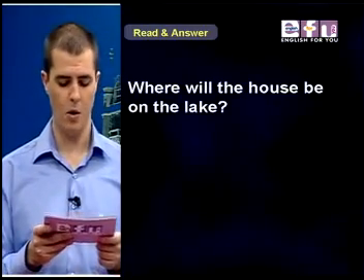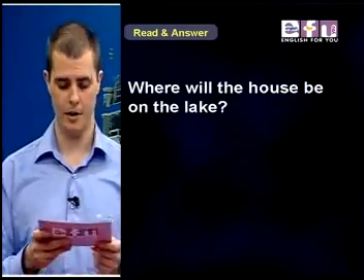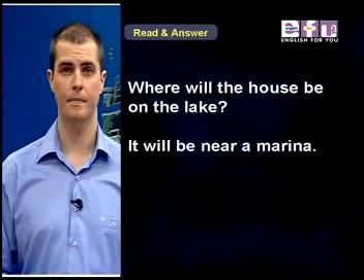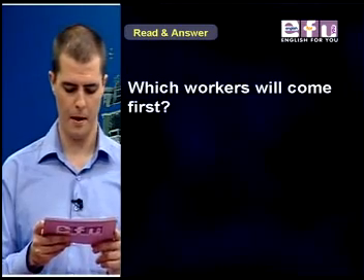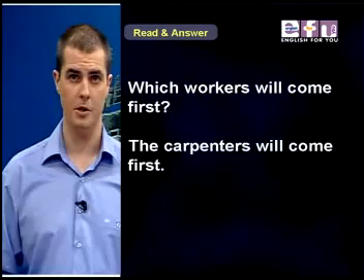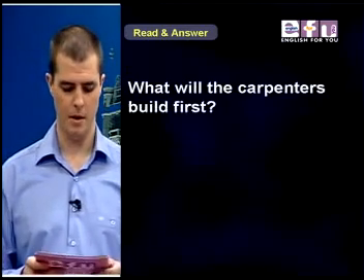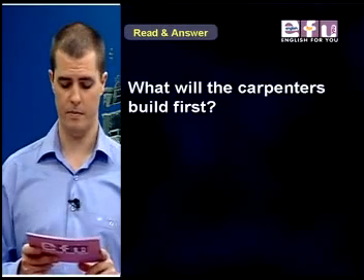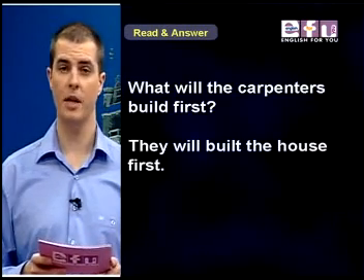Number 3. Where will the house be on the lake? It will be near a marina. Number 4. Which workers will come first? The carpenters will come first. Number 5. What will the carpenters build first? They will build the house first.